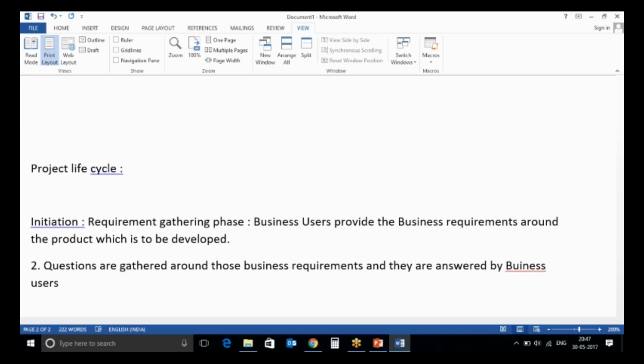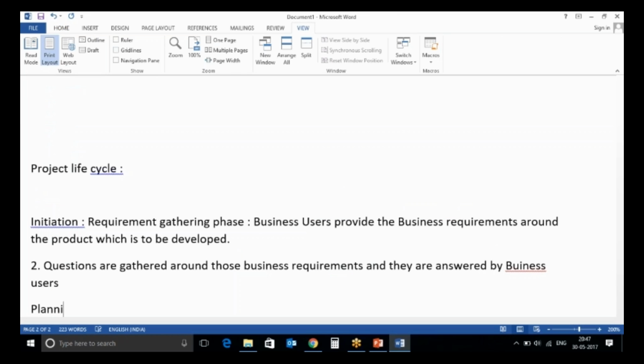When you get a business requirement, there are bound to be circumstances where the business requirement is kind of ambiguous. You're not able to understand it, and you get back to the business users asking if they can provide some more details around the business requirement. So they give you all the details around the same. So this is the initiation phase wherein all the business requirements come into picture.